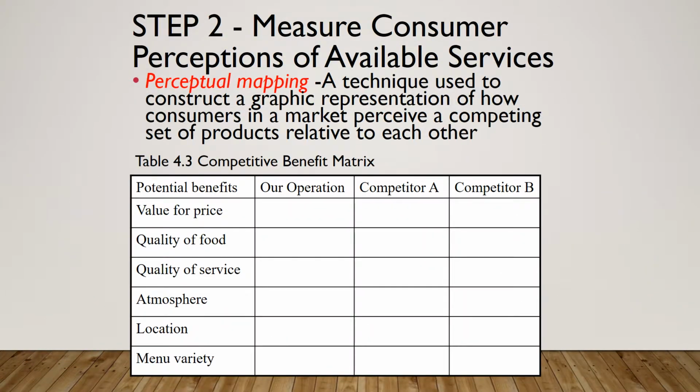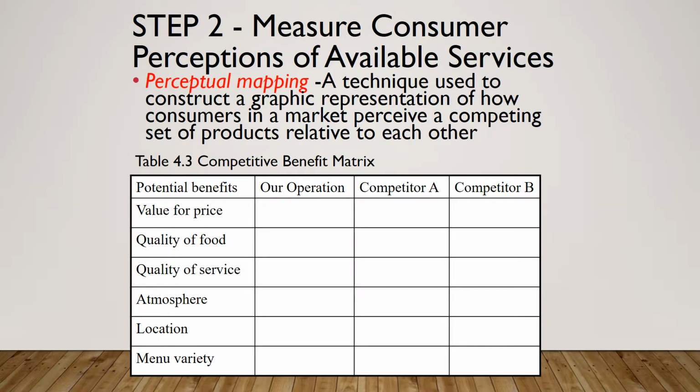So now that we know what attributes are important in our particular area of service, the next step is to move on to step 2, which is to measure how consumers currently perceive our service offerings as compared to those of our competitors. One of the techniques used to do this is called perceptual mapping. It's a technique that visually represents how the consumers in the market perceive your service offerings as well as those of your competitors. And the first step in that is to create what's known as a competitive benefit matrix, where you list all the potential benefits that you provide or that you think are important to individuals within the market segment that you're targeting.